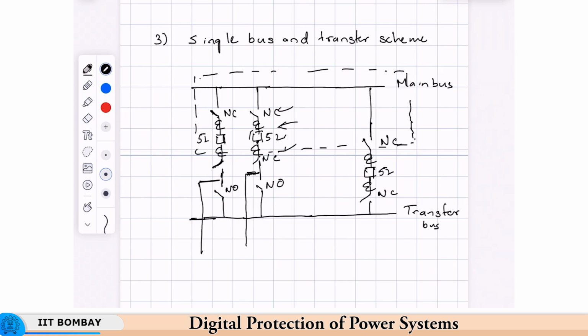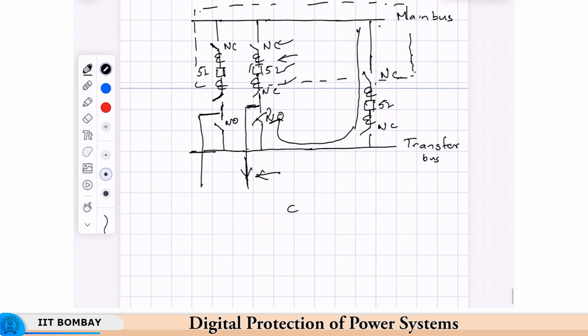These two will be opened. This breaker will be opened, and since this is closed, this switch will be closed. So, what is happening is the supply to this feeder is maintained through the bus through this route. So, in this case, the advantage is that one circuit breaker, of course, can at a time be taken out for maintenance.